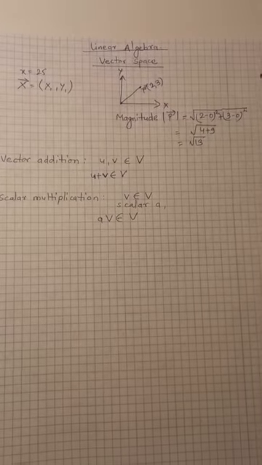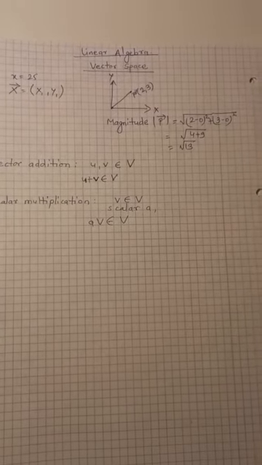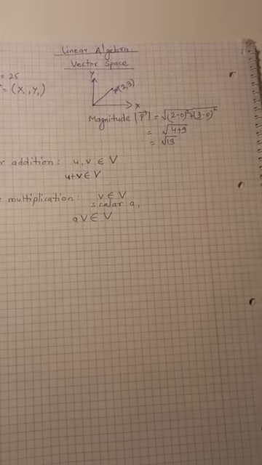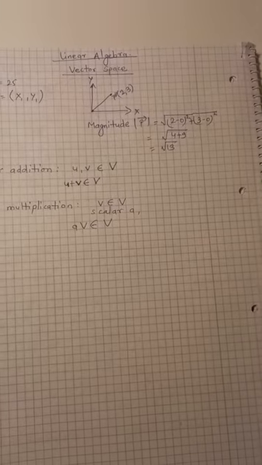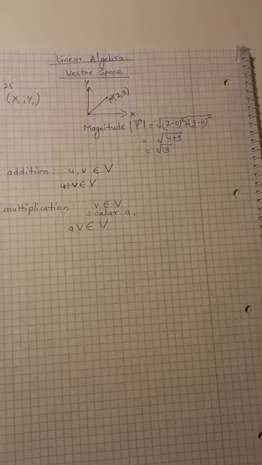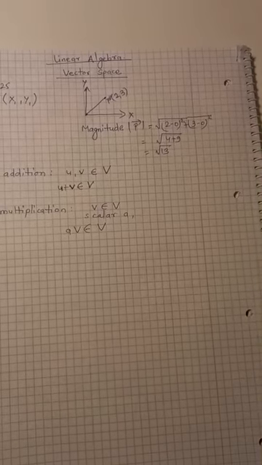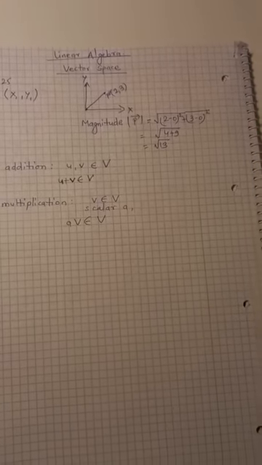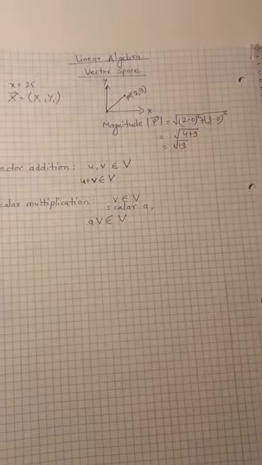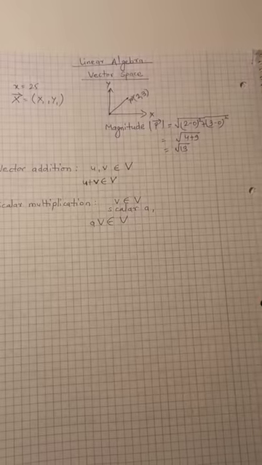So now I want to give a definition of vector space. Actually, a vector space is the set of all the vectors which follow addition and scalar multiplication. So now I want to talk about vector addition.